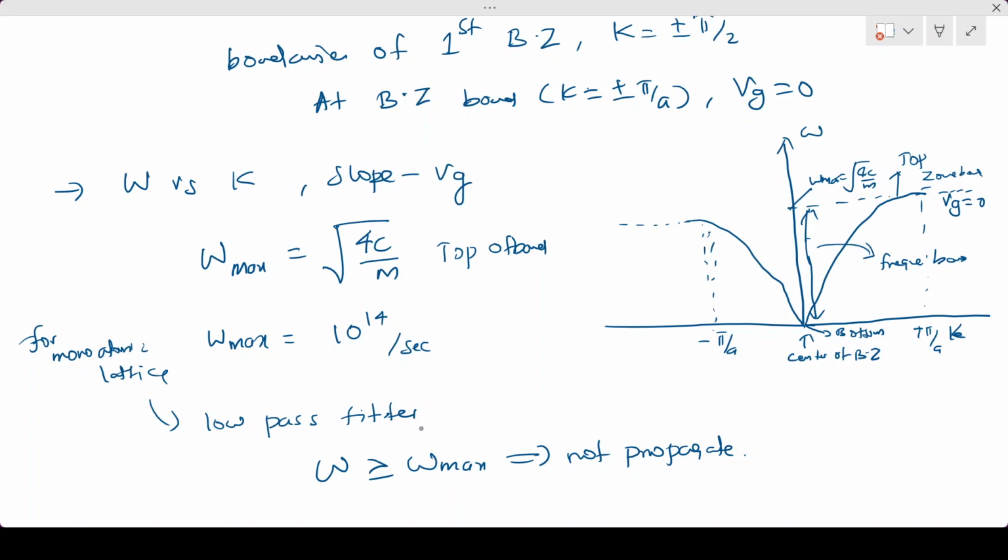So that's the main takeaway of today. We just started lattice vibration, and we discussed the vibration of a one dimensional monoatomic lattice. We found the frequency of vibration in two limiting cases, and we also discussed that a monoatomic lattice can act as a low pass filter.